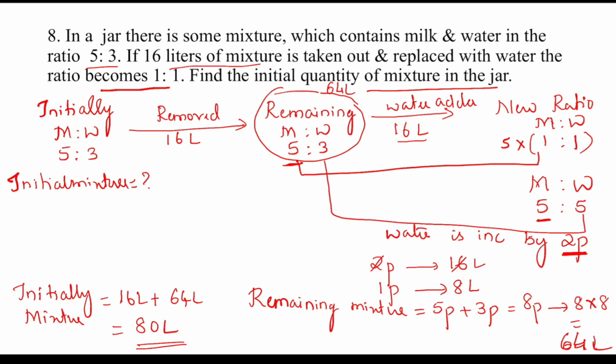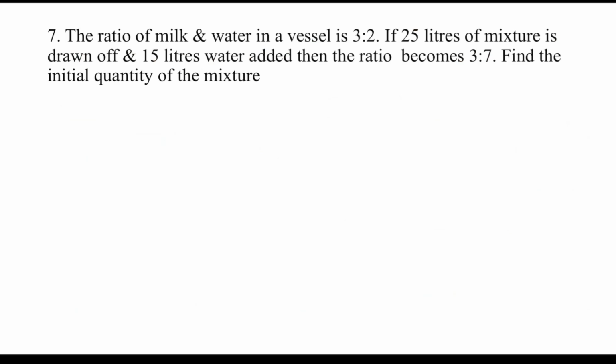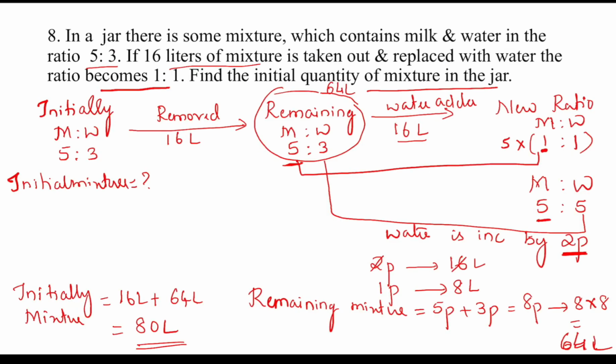The only change between the previous problem and this problem is that here the milk ratio is changed. In the previous one the milk ratio was the same. So now, to make it the same, we have to multiply with 5. Whatever the milk ratio is, that only we have to multiply to make it the same. Then when the milk ratio becomes the same, we can proceed with the problem. Okay. So next problem.